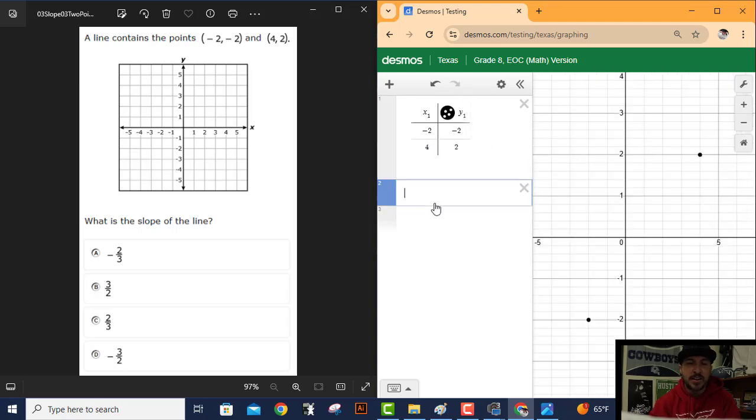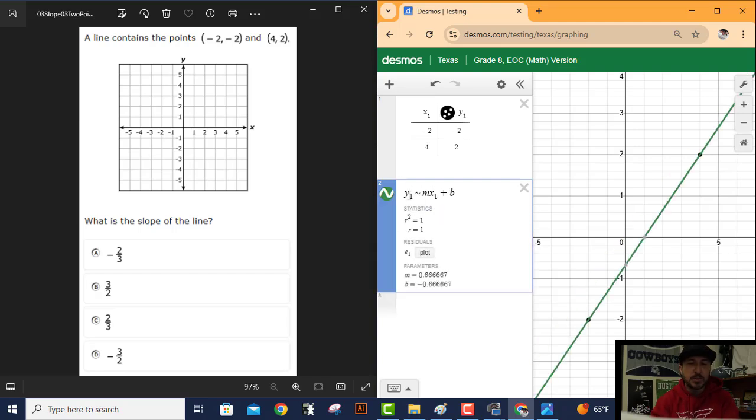All right, there they are. Now do y1 squiggle, m, x1 plus b. How'd you get the squiggle? The squiggle's on the top left of your calculator, right beneath the escape key. Hold shift and push that button that's right next to the 1, then you get the squiggle. So it's y1 squiggle, m, x1 plus b.